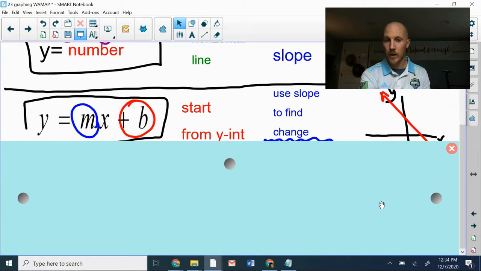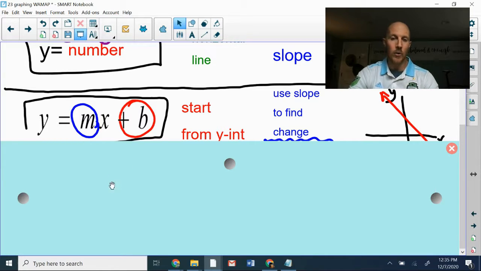So it'll start with a y equals, but then it's going to have some number. We're going to call that the first number m. Y equals m times x, and then plus, could be minus, but plus b. So the m and the b would actually be numbers. They represent these two concepts.